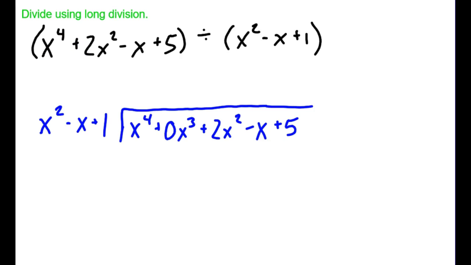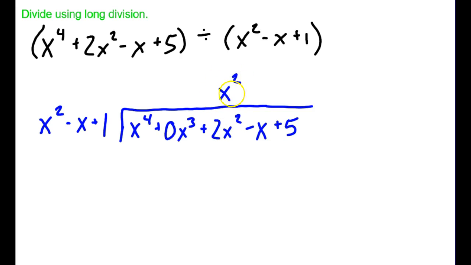Whenever you're missing a term in standard form, make sure you account for that by adding a 0x raised to whatever power. First thing, I'm looking at my divisor, x squared. I want to determine what do I have to multiply by x squared to get x to the fourth. Well, I have to multiply x squared by x squared to get x to the fourth. So I'm writing that up here. The reason I put it over there is I want to line up like terms vertically. Helps to keep things organized.